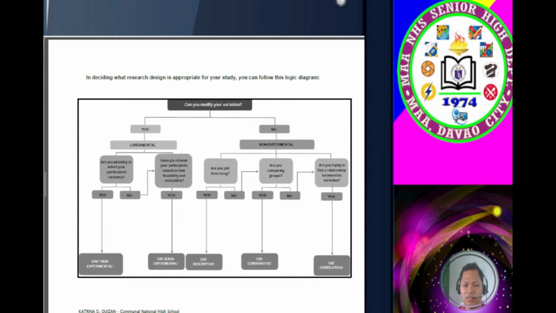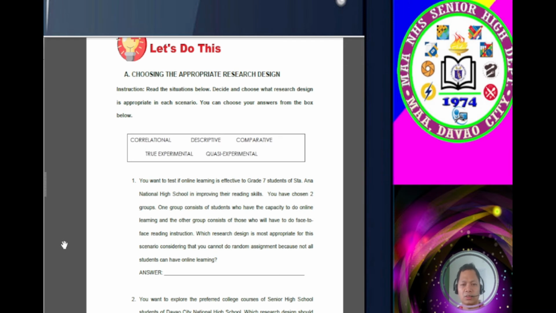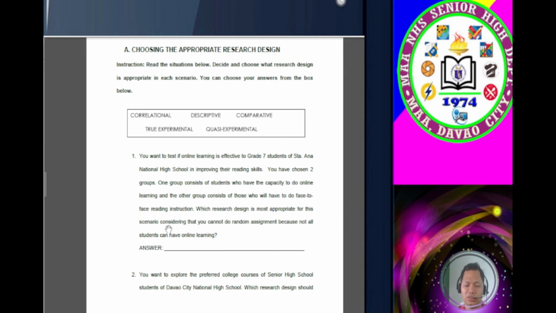Now we will have an example. Let's determine if you can identify the appropriate research design which is suited to these scenarios. So choosing the appropriate research design. We have here a pool of choices, five answers to these situations. Let's have our exercise now.